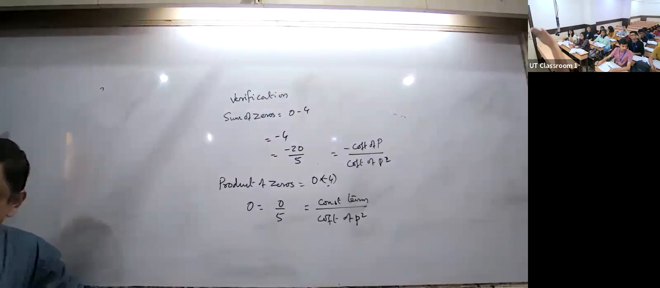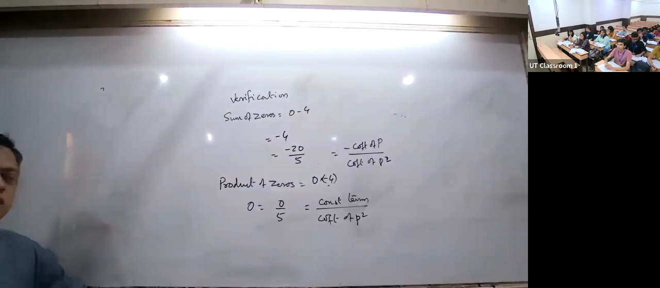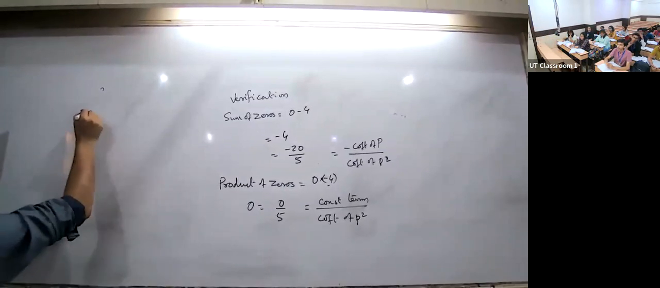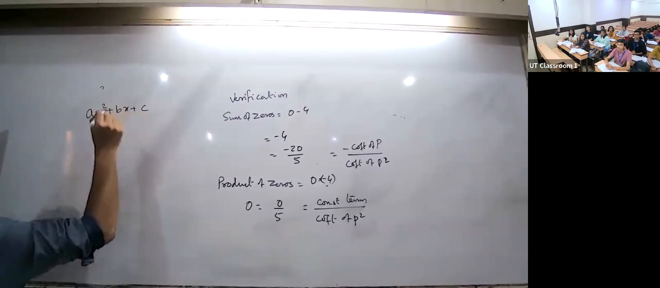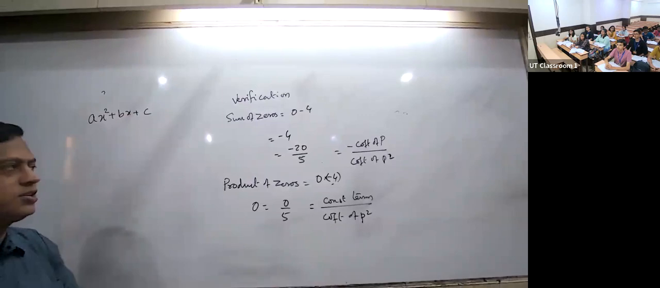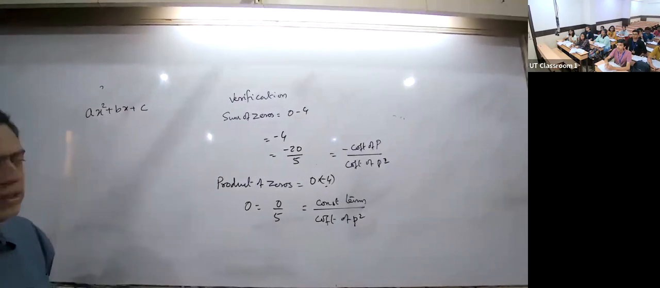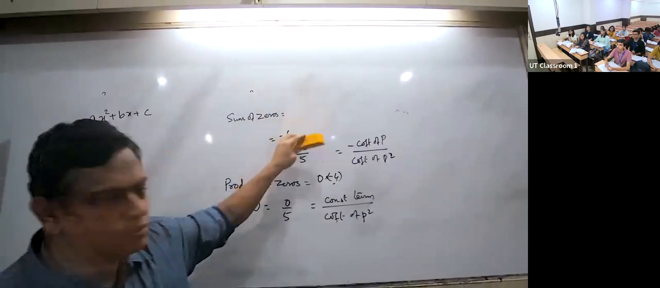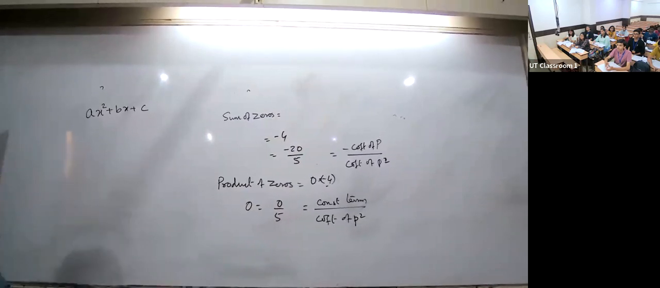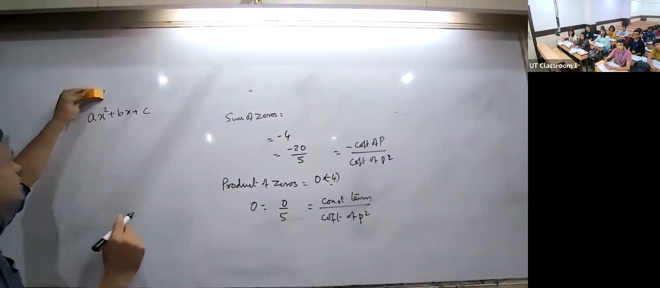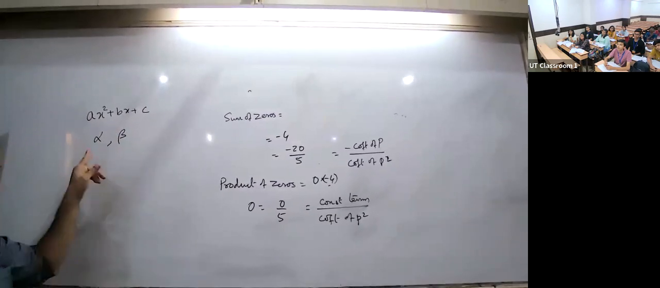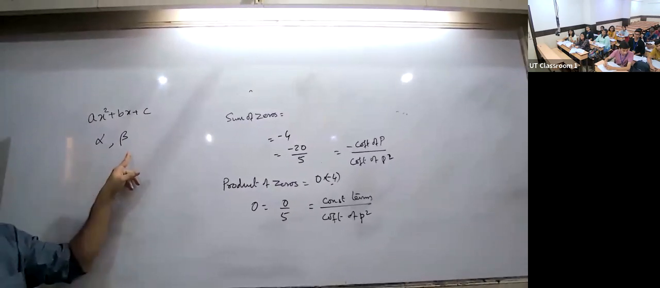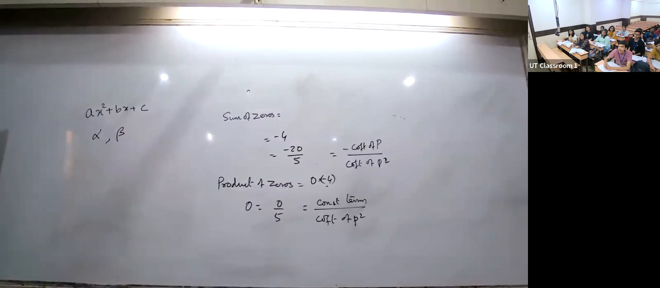This formula, followed all of you? Yes, sir. Okay. Now look. What is the quadratic polynomial? Ax square plus bx plus c, where a is not equal to 0. This has how many zeros? At the most 2 zeros. That means maximum is how much? 2 zeros. Zeros of the quadratic polynomial are generally denoted by alpha and beta. This is alpha, this is beta.